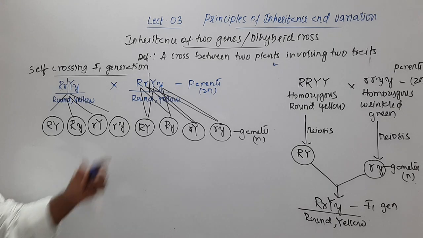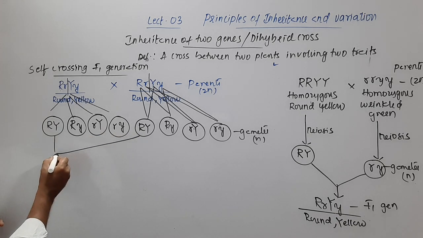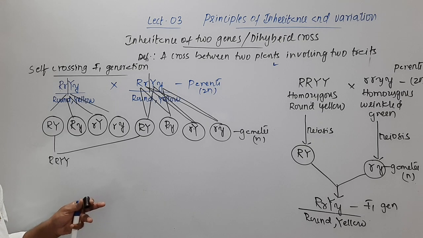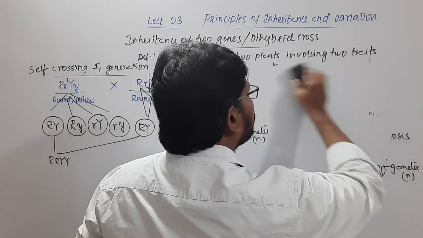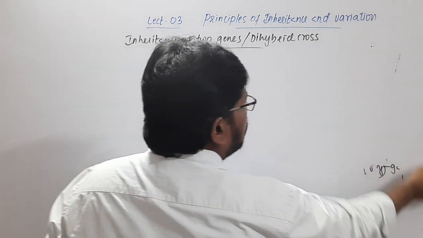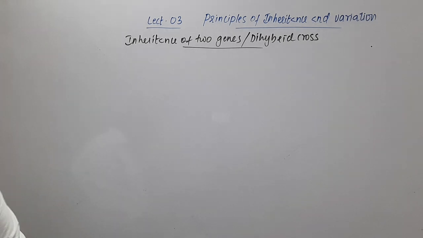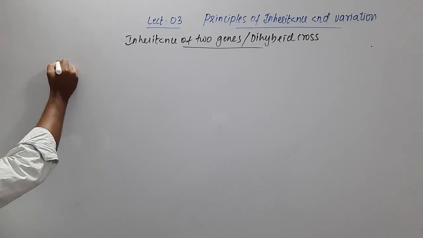Already by drawing these lines here, it has become cumbersome, and drawing further lines, with capital R, capital R, capital Y, capital Y, would be quite difficult. So hence I'm going to put these gametes in a Punnett square and see what the F2 generation will be. So let's see.